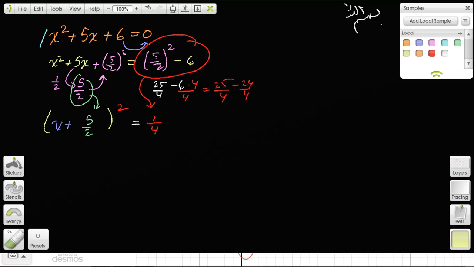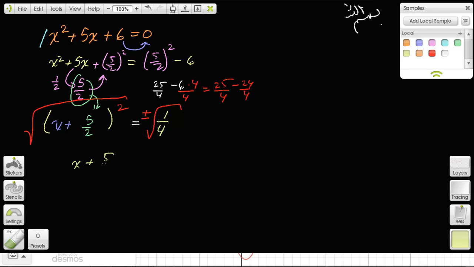And then you recall, you take the square root of both sides, and you do plus or minus that, remember? Then you get x plus 5 over 2 equals, the square root of 1 over 4 is plus or minus 1 over 2. Square root of 1 is 1, square root of 4 is 2, plus or minus, right? And then you subtract 5 over 2 from both sides. You get x is negative 5 over 2 plus or minus 1 over 2.